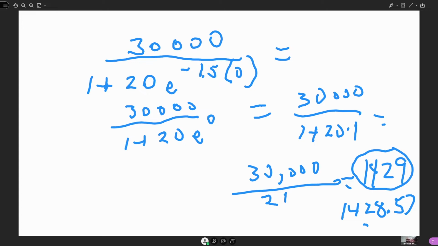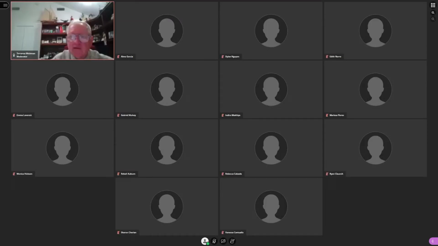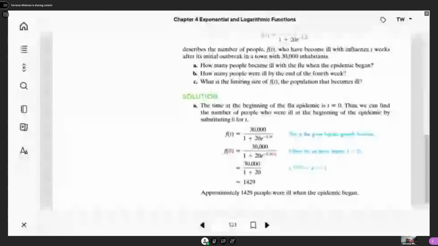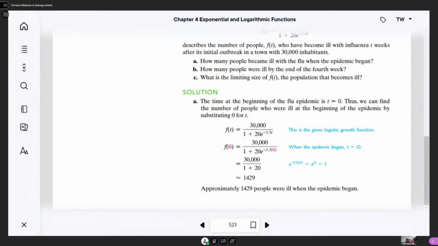Now let's take a look and see if that's right in the book. See what the book says. If it doesn't have it right, it's possible. Yeah, 1429. That's how many people were sick before it started. Anything to the 0 power is 1. 20e to 0 is 1. 1 times 20 is 20. So you have 30,000 divided by 21.